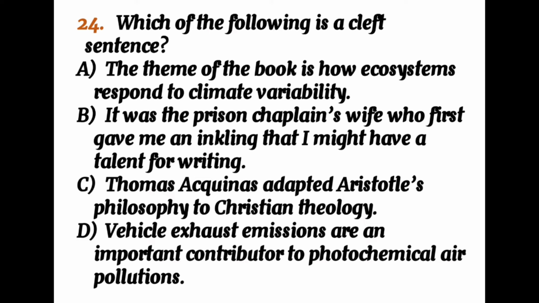So now you have to spot the cleft sentence. I have made it very easy for you. First, the theme of the book is how ecosystems respond to climate variability. There is no clefting here. Second, it was the prison chaplain's wife who first gave me an inkling that I might have a talent for writing. We can say the prison chaplain's wife suggested to me that I might have a talent for writing. So something has been emphasized: it was the prison chaplain's wife. This character has been emphasized here. This is a cleft sentence. You can see there is no such structure in the other sentences.